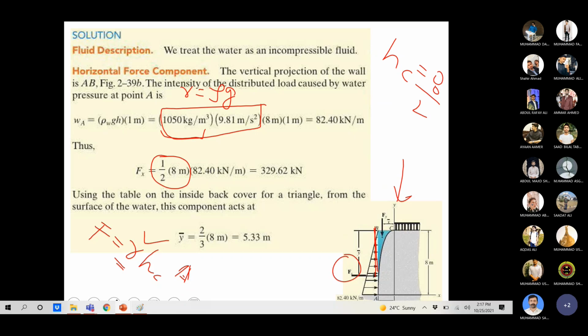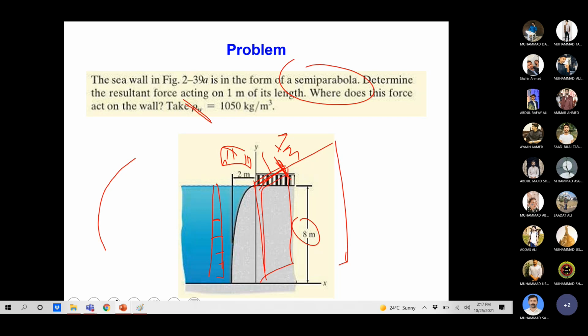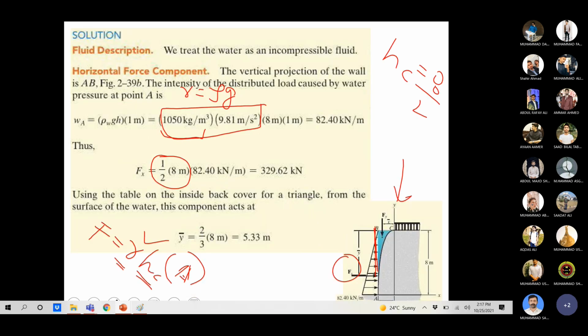Okay, so gamma and HC, what is area here? एरिया क्या होगा? 1 times this, यही होगा एरिया, 8 into 1, so this is area, this is HC, so यही तीनों चीजें चाहिए आपको। F of x equal to gamma HC times A, so you can find 329.62 kilonewton. Okay, so next is finding the center, or you can say center of pressure, YC.